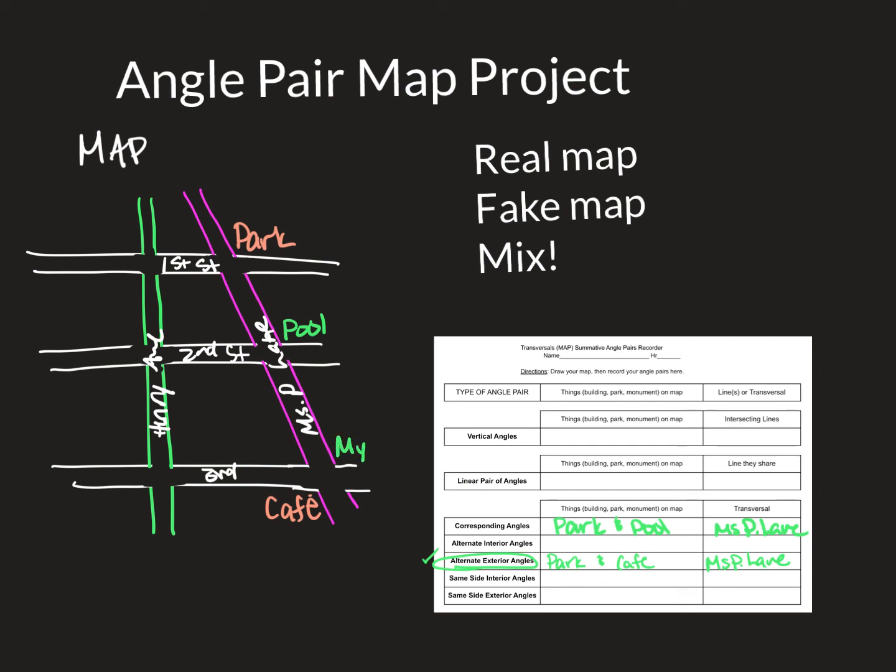Let's call this my house. In this case, the cafe and my house are vertical because they are just straight across from each other on this intersection there. So I would say my house and the cafe, and the intersecting lines there are going to be Miss Perkins Lane and 3rd.